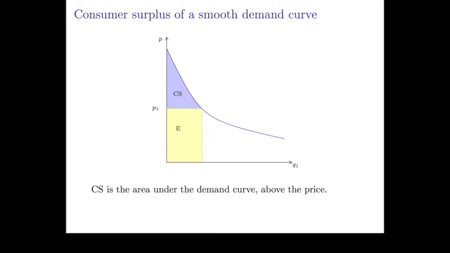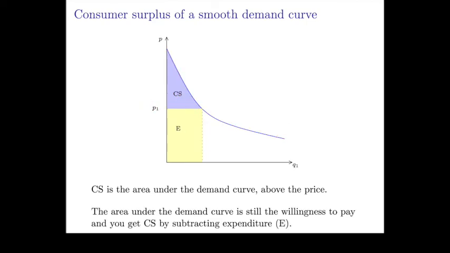If you had a smooth demand curve, not the step demand curve that we had looked at, this would be your demand curve, and if this were the price, consumer surplus would be, draw a line at the price, you look at the area below the demand curve but above the price, that's going to give you the consumer surplus. Remember, the demand curve tells you what your quantity is going to be, so this is going to be your expenditure. The area under the demand curve is still your total willingness to pay. This is still your expenditure, so the difference is going to be your consumer surplus.